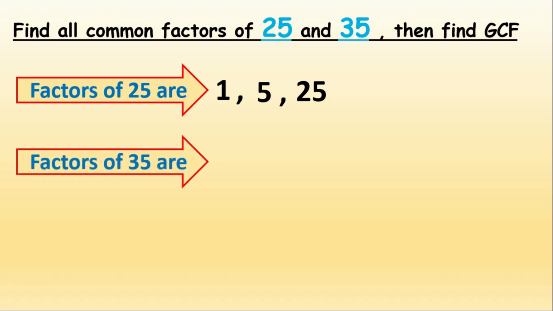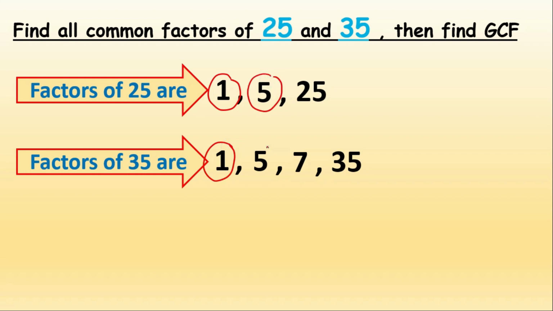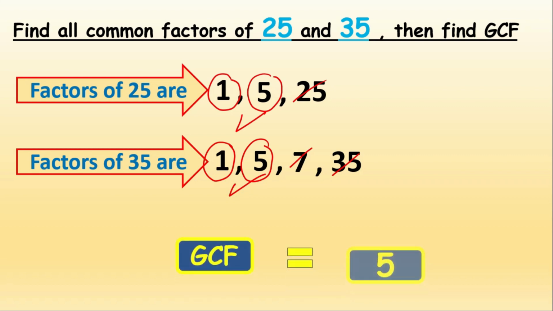Okay, let's see factors of 35. The first two factors, 1 times 35. The next two factors, 5 times 7 equals 35. Okay, let's find the common factors. The first common factor is 1, up and down. Then 5 is a common factor, up and down. Can you find any other common factors? No. 25, no. 7, no. 35, no. So the greatest one is 5. So the greatest common factor of 25 and 35 is 5.